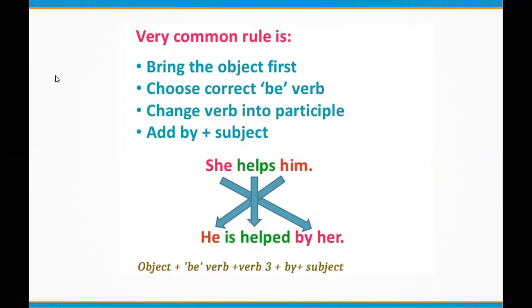First, we have to bring the object first. Second thing, choose the correct be verb. What is the be verb? Am, is, was, or were. These are all called be forms of the verb. Then change the verb into participle. We have to change the verb into past participle. For example, help, helped. Then fourth one, add by plus subject. Here by is a preposition. We have to add by plus subject.